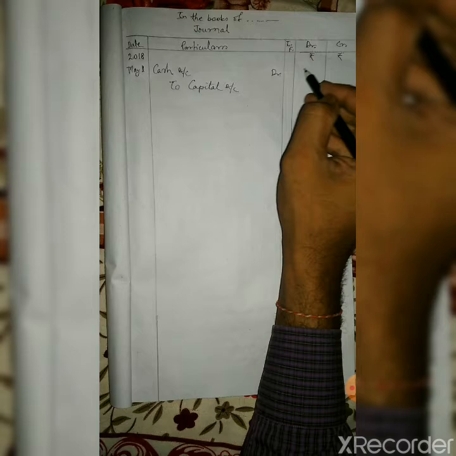So cash is given by the owner to the business organization. So cash is coming into the business and it was given by the owner as capital. So the capital is a virtual person there. So cash is a real account and capital is a virtual account, a personal account. So capital is the person who is giving money to the business, which is known as capital.